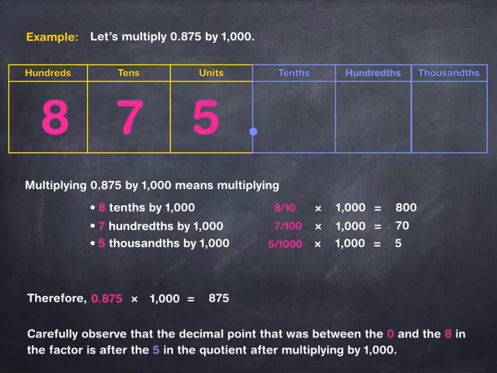Carefully observe that the decimal point that was between the 0 and the 8 in the factor is after the 5 in the quotient after multiplying by 1,000.